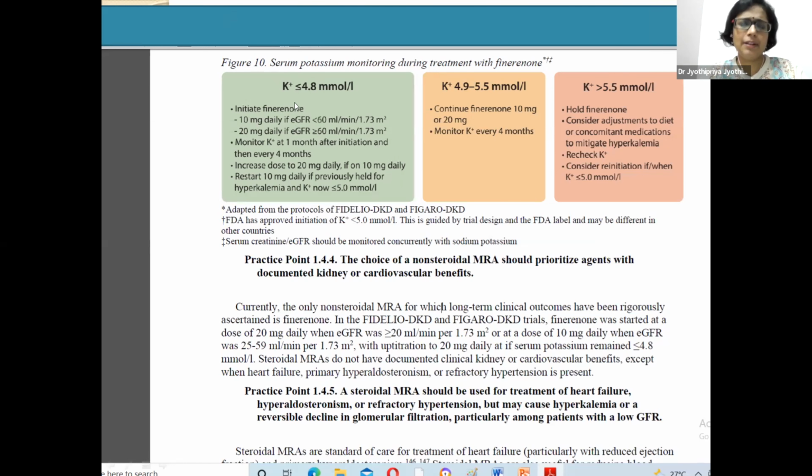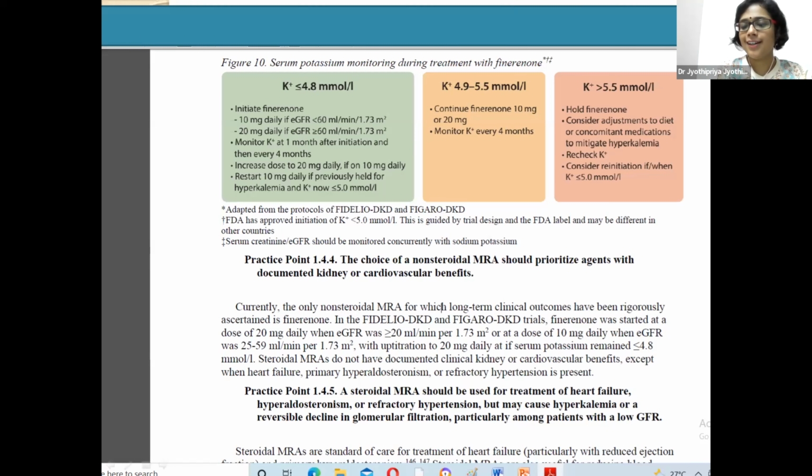So it's a recently launched product. If the eGFR is less than 60, we can start with 10 mg, then up-titrate. And if the eGFR is more than 60, start with 20 mg. Now we have to monitor potassium closely. If the potassium is increasing, if it is more than 5.5, we have to hold the drug and make adjustments to reduce the hyperkalemia. And once the potassium comes back to 5, we can restart the drug.